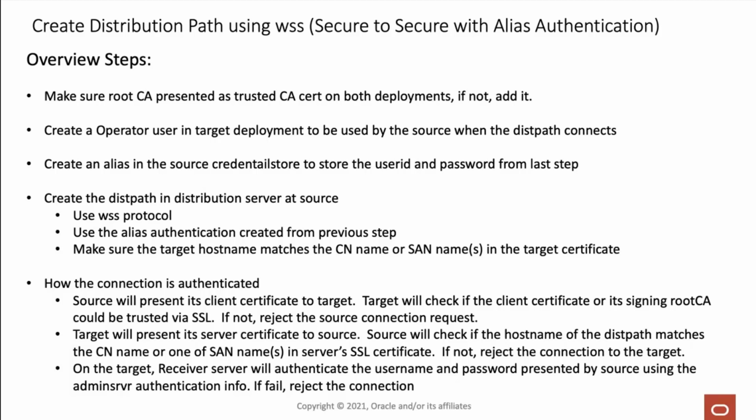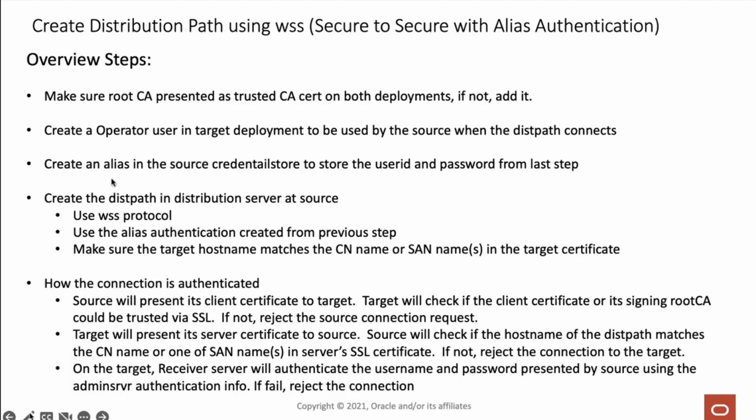The second step is to create an operator user in the target deployment. And you give that a proper user ID and password, and that is going to be used later by the source when it connects to the target, and the target is going to authenticate the user ID and password.